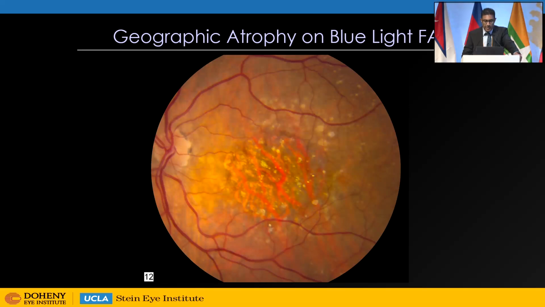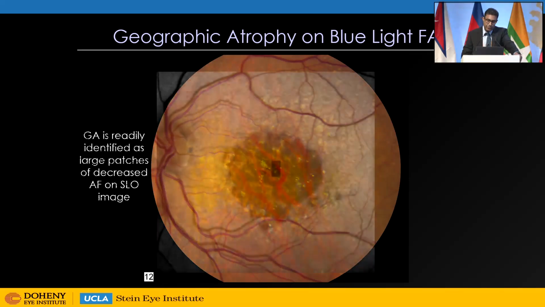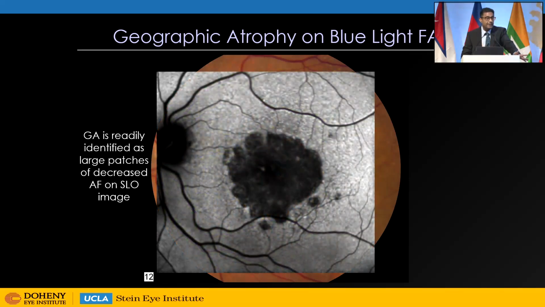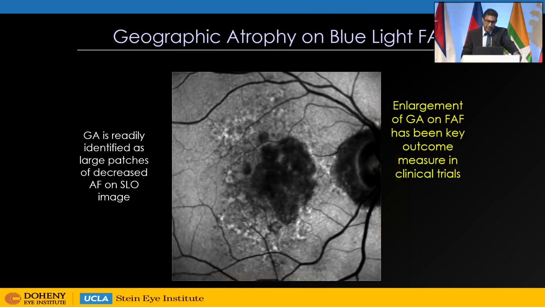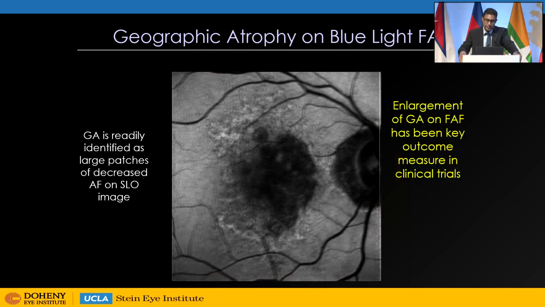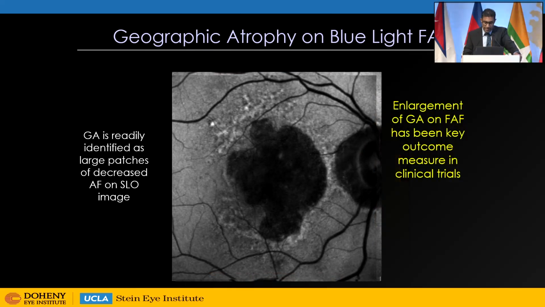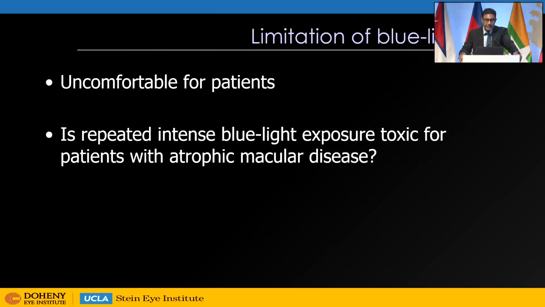It's not hard to see why, because of that same case I showed earlier, where the atrophy borders may be difficult to discern but are very readily identified as areas of decreased autofluorescence on fundus autofluorescence imaging. And of course, it's not surprising that this has become a key outcome measure in many clinical trials. Now, there are some potential limitations of blue light autofluorescence.